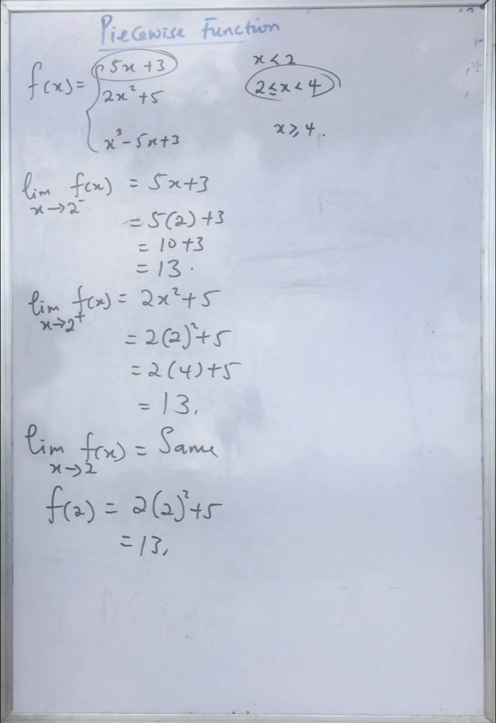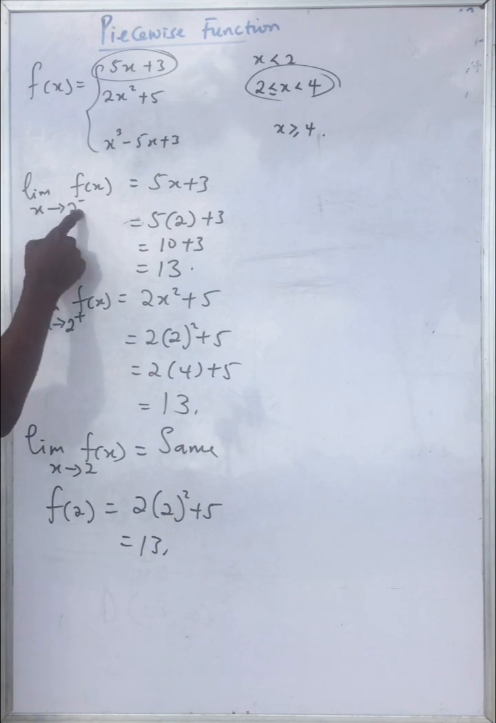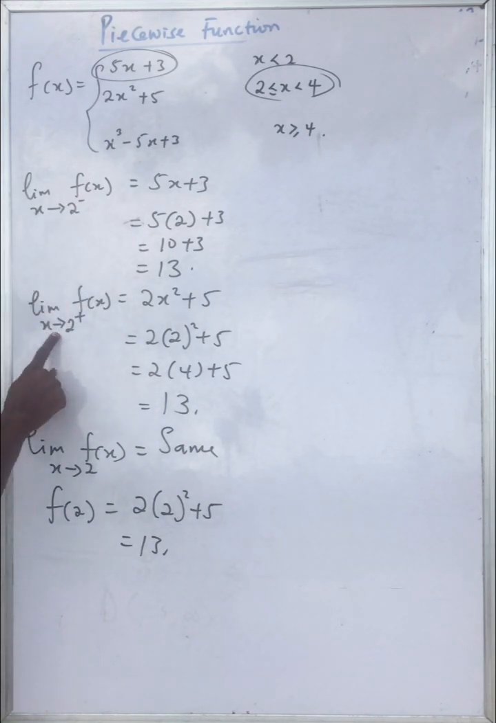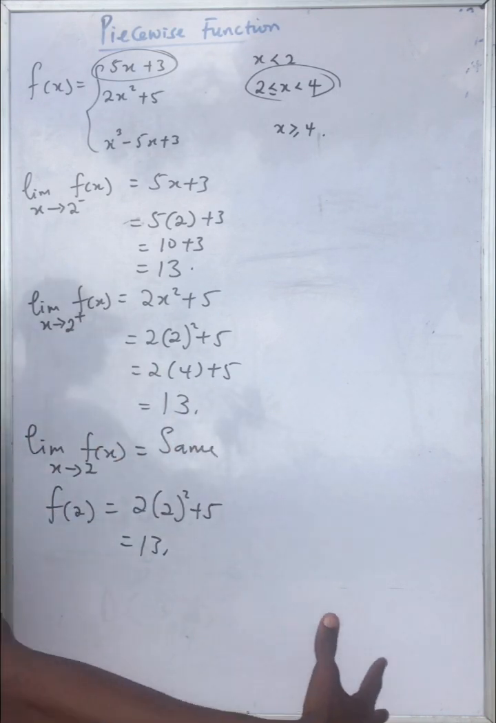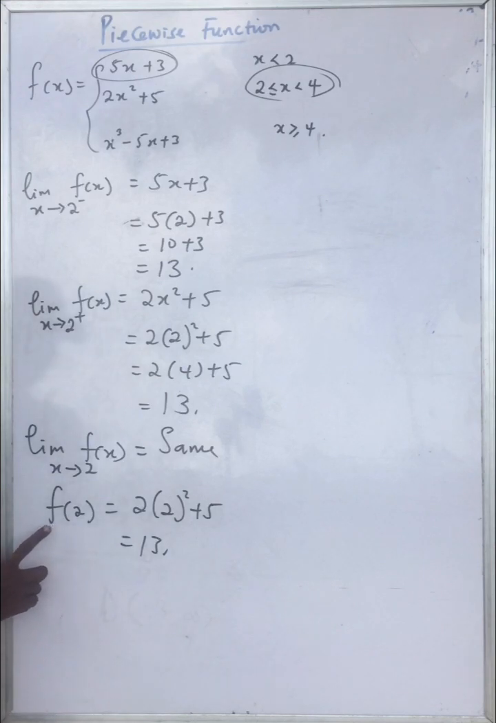These are questions you need to understand. I just told you this one means limit as x approaches 2 from the left. This one is the limit as x approaches 2 from the right. This one is the limit as x approaches 2 from both sides. And this one is f of 2.